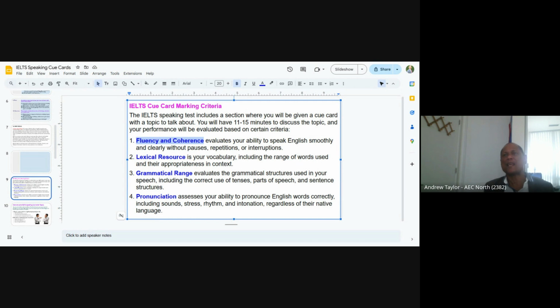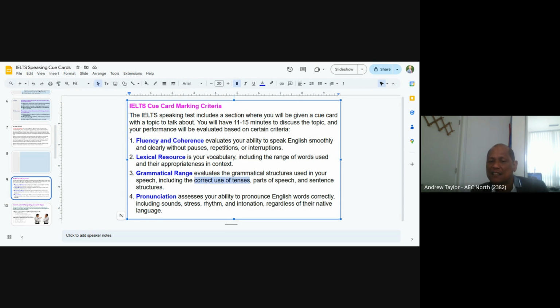You cannot just speak and speak and speak. There are so many things that you have to study, and you cannot depend on your IELTS teacher for everything. You've got to help yourself because it is mainly your responsibility. Your teacher is a guide. Okay? And grammatical range evaluates the grammatical structure used in your speech, including the correct use of tenses, parts of speech, and sentence structures. Now, let me explain this.